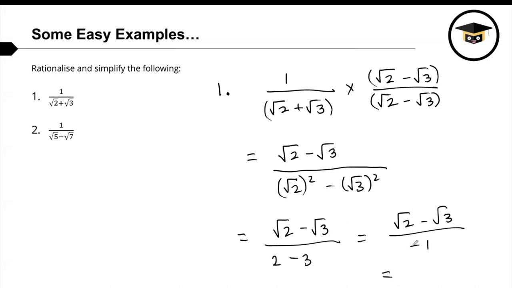Now, we know that if we're dividing by negative 1, everything just turns into a negative. So this would now become a minus root 2, and this minus root 3 would be a plus root 3. So our final answer would be minus root 2 plus root 3. And we could technically write this as root 3 minus root 2. It doesn't really matter. It's just the order.